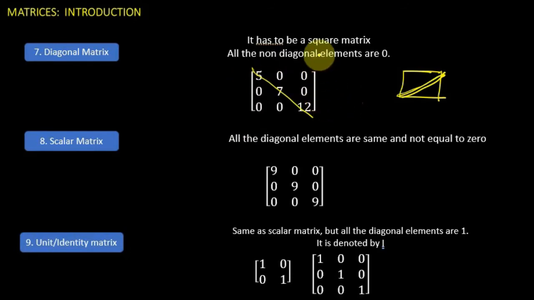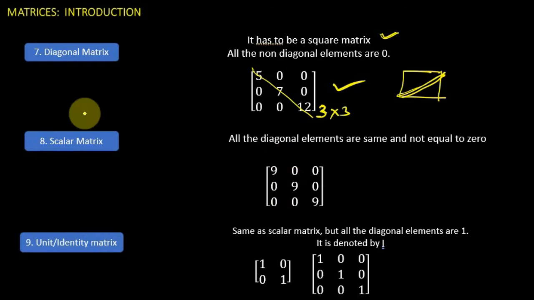So the first condition is it should be a square matrix. If you observe, the order of this matrix is 3 cross 3, therefore this is a square matrix. And apart from the diagonal elements, all other elements are zeros. Therefore this is a diagonal matrix.